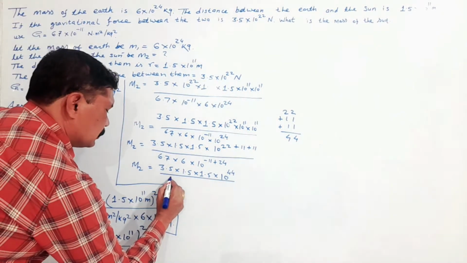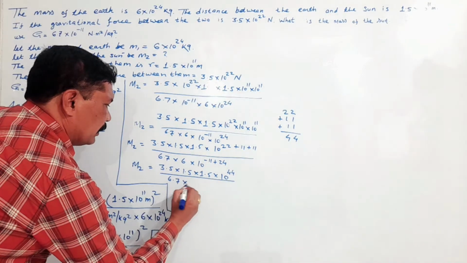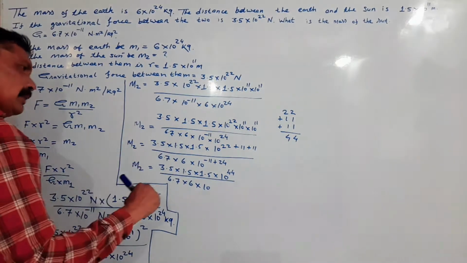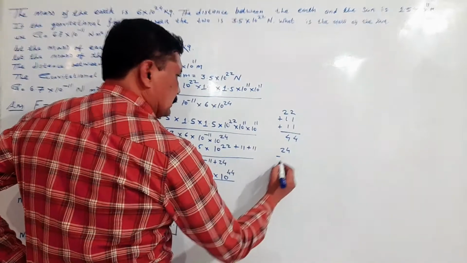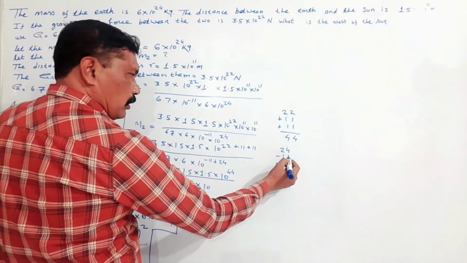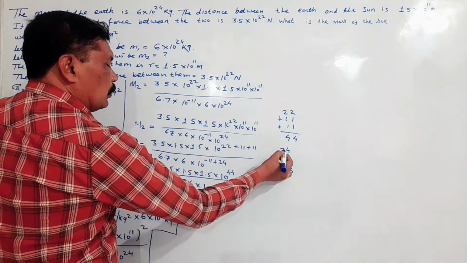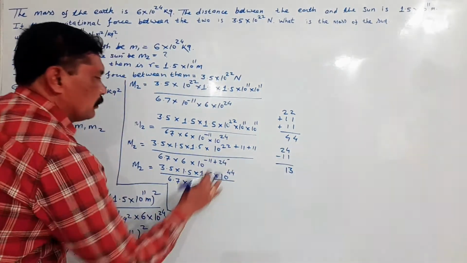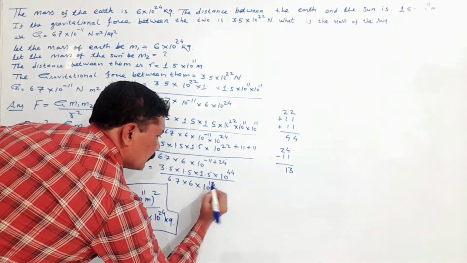Now my dear student, divided by 6.7 into 6 into 10 to the power, take the sign of the greater number. So 24 minus 11, what will we get? 4 minus 1, 3; 2 minus 1, 1. So the greater number is 24, so it will be 10 to the power 13.